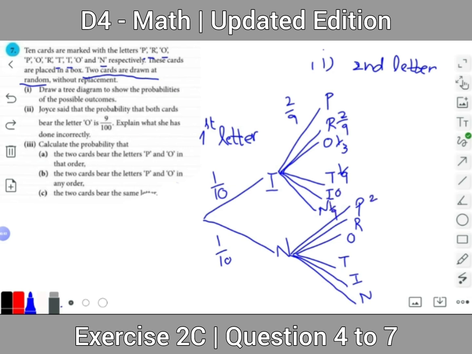For P, we have 2 over 9. For R, we have 2 over 9. For O, we have 1 over 3. For T, we have 1 over 9. For I, we have 1 over 9. For N, we have 0. So this is a tree diagram to show the probabilities of the possible outcomes.